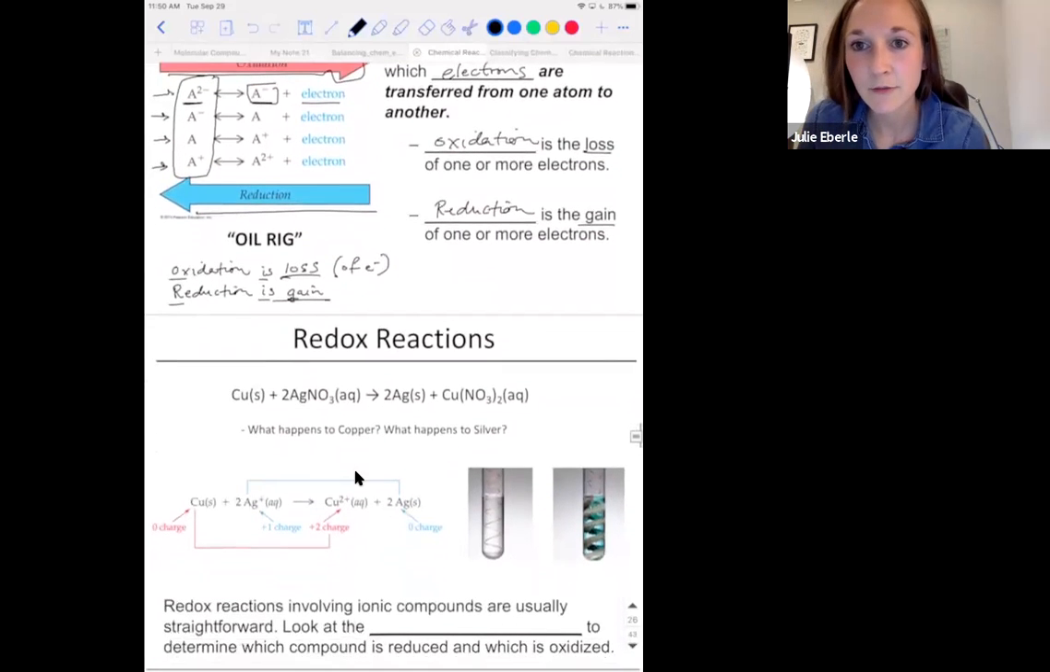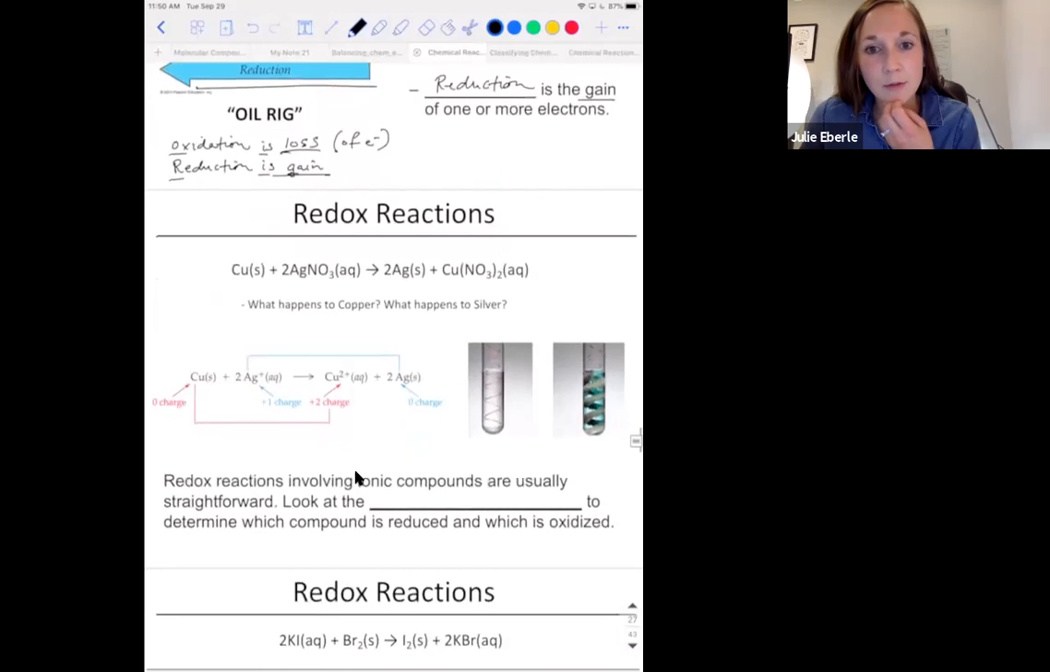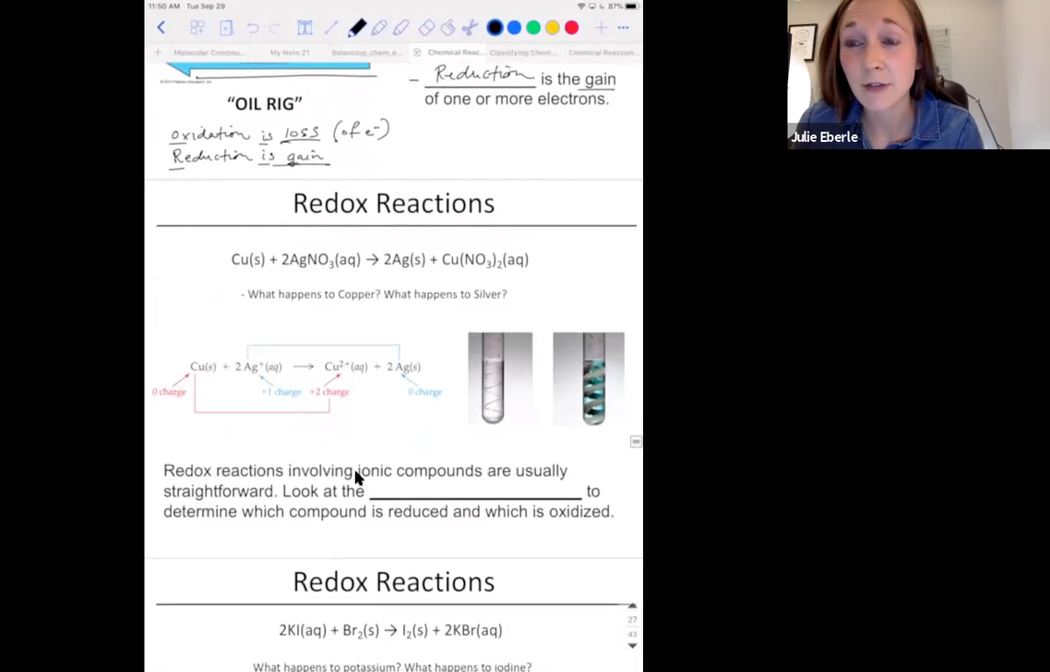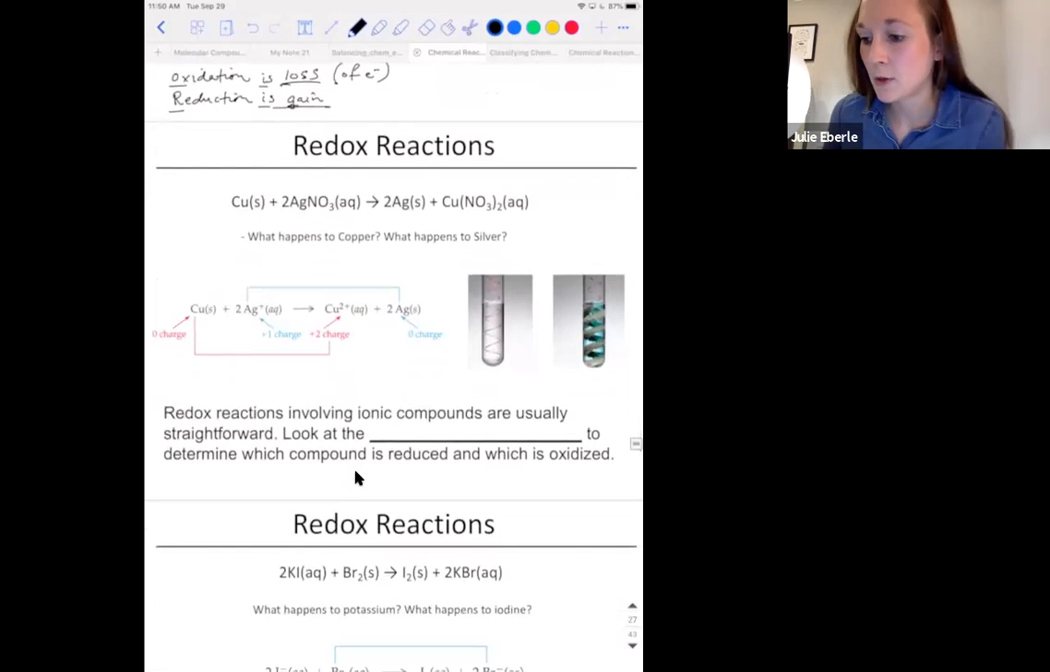Confusing enough? We're gonna look at some examples. This is the hardest kind of reaction to get straight in your head. It's the hardest to identify. It's the hardest, period. So we're ending with the most challenging one.